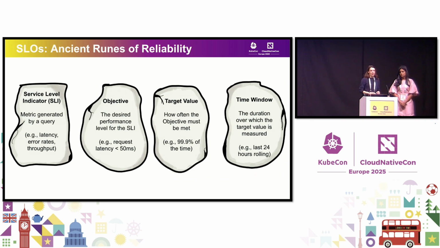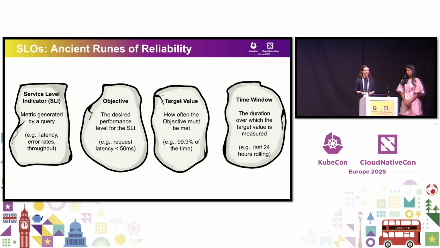So let's get into SLOs. Think of SLOs as ancient runes, each holding the magic to illuminate the health of your platform. So decoding these runes can give us clarity in uncertain times. So what makes up an SLO? First, a service level indicator, SLI. This is a metric generated by a query. So an example is latency, throughput, or error rates, what you want to measure. Then you have an objective. So that's the desired performance for that SLI. So if it's latency, we want our latency to be under 50 milliseconds, for example.